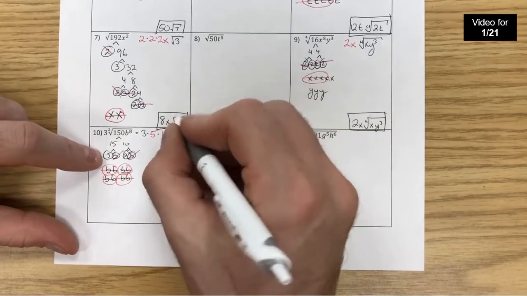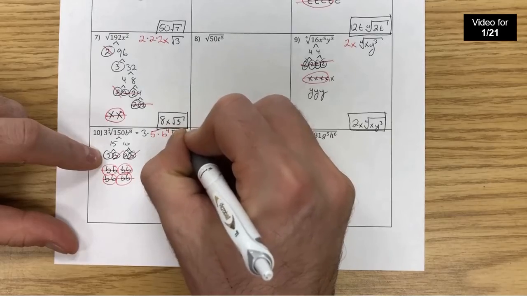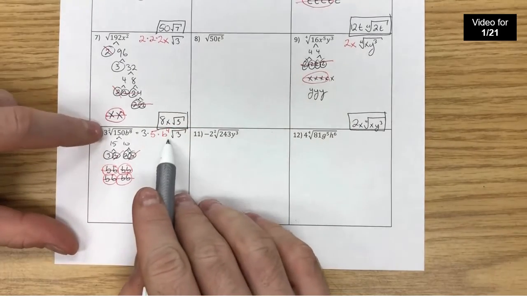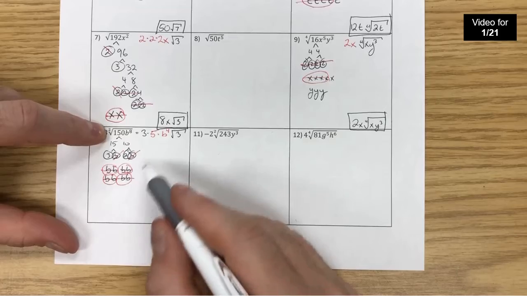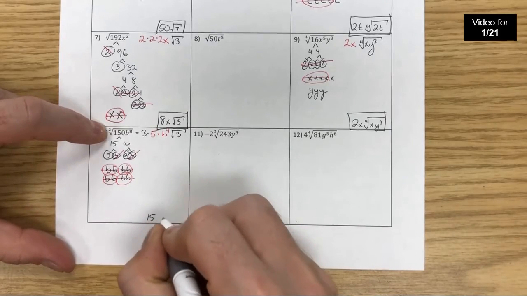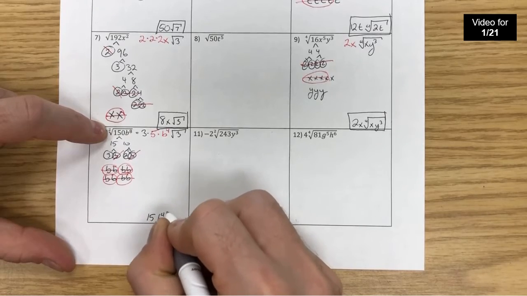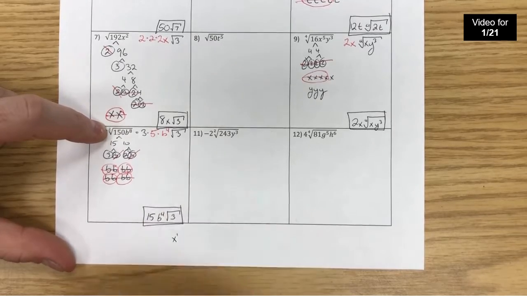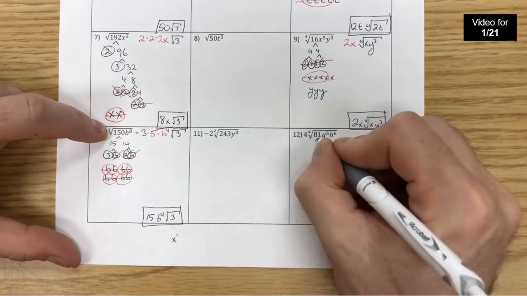Last thing we're going to do is write that 3 is left over on the inside. Again, we don't actually need to write the 2 because it's a redundant setting, but that would be what it would look like if we had a 2 in the root power. So we have 15 b to the 4th times the cube root of 3. Perfect. And on number 12, kind of doing the same thing.